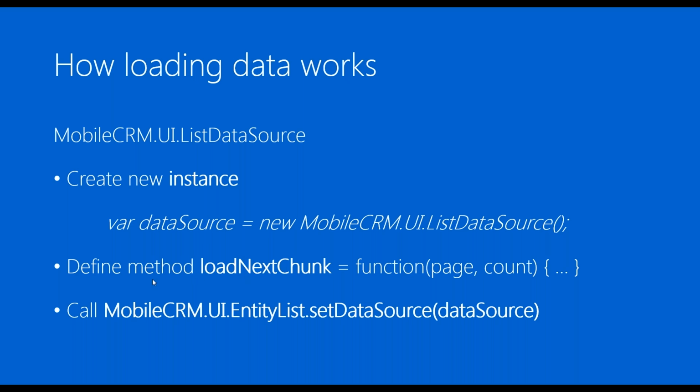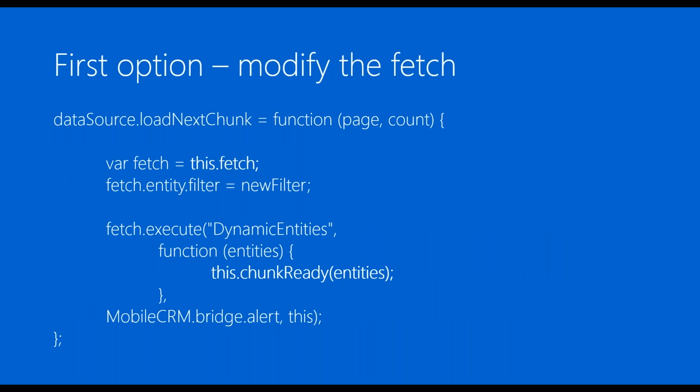Once this is defined, you can call set data source on the entity list to indicate that you are providing the data. There are two options for how you can do this. The first is you can modify the fetch. So if you get the this object, there is the fetch, which you can then modify as you like, for example, provide new filters, add additional conditions, and so on. Just don't forget that since you are now providing the data source, you need to execute that fetch.